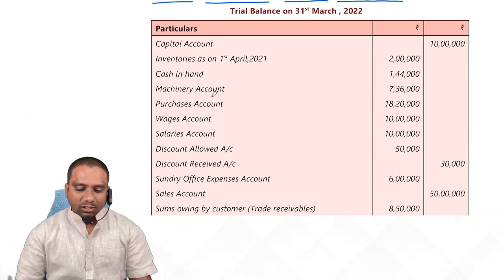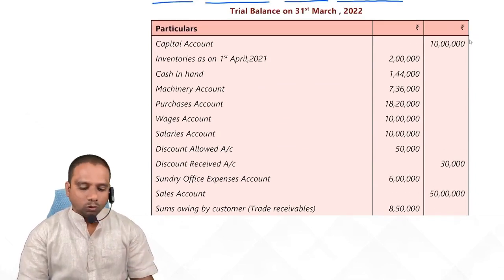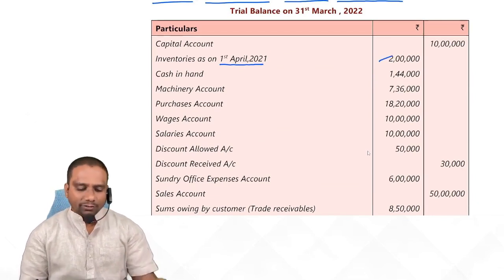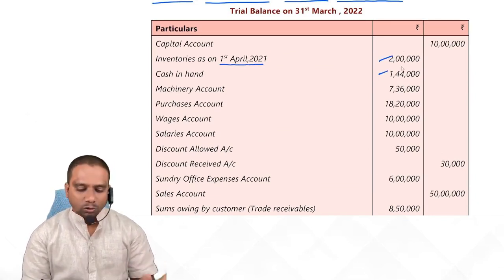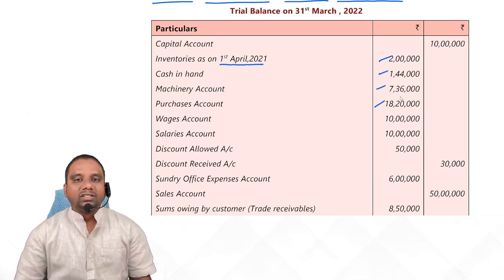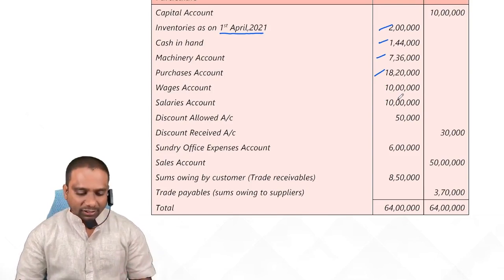Look at. Capital is shown in the balance sheet. For this, there is no closing entry. Inventory on 1st April, trading account debit. Cash in hand, balance sheet, no closing entry. Stationery account, balance sheet, no closing entry. Purchases account, yes, trading account debit. For this closing entry we record.